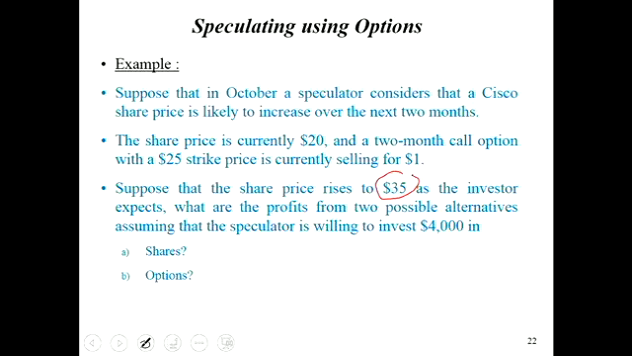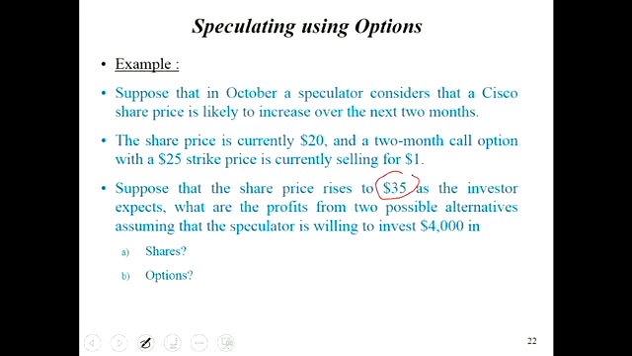So how many options could you get for your $4,000? I can get 4,000, because they're a dollar a piece. So with the shares, you're going to make this $3,000 profit. If you buy the options, it costs you $4,000, but you can get 4,000 of them. So if it went up to 35, what's the value of your option?